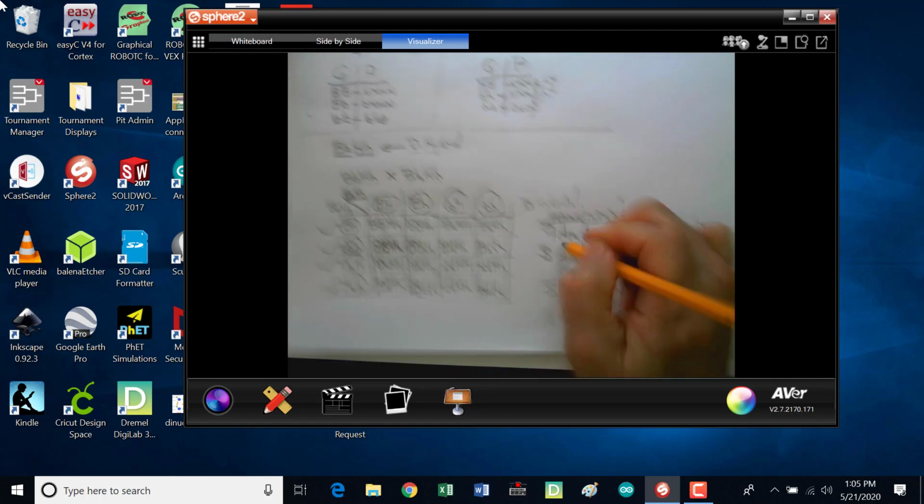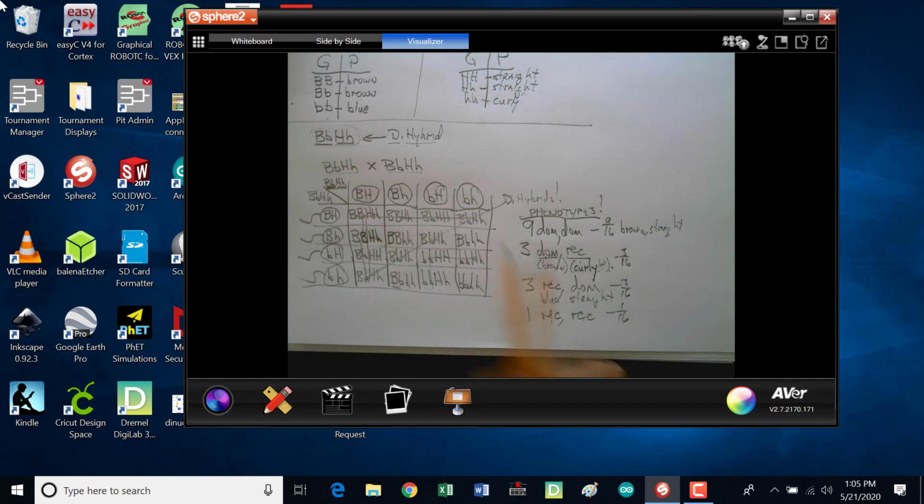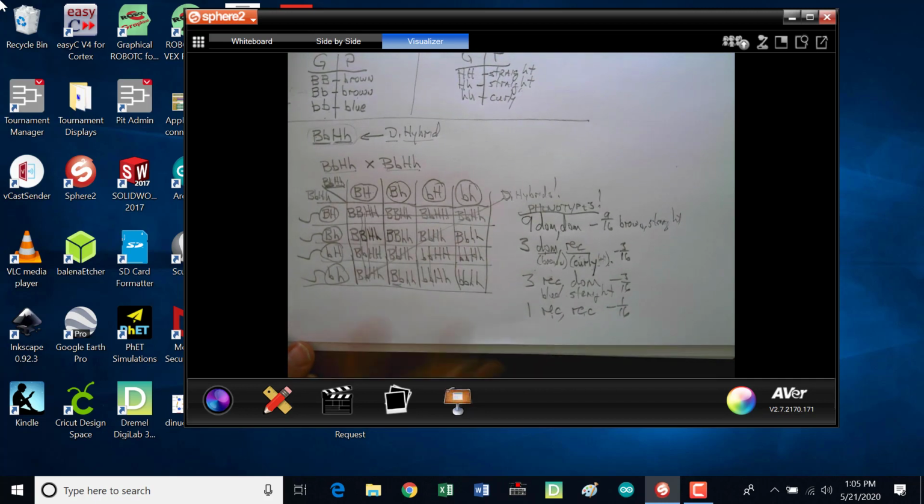All about phenotypes of the offspring. I'm not going to do the genotype ratio, and I'll tell you why. It's actually 1 to 2 to 2 to 1 to 4 to 1 to 2 to 2 to 1, which is a crazy ratio. So we are not going to worry about the genotype outcome of the dihybrid cross.